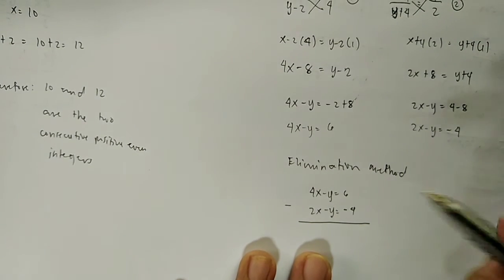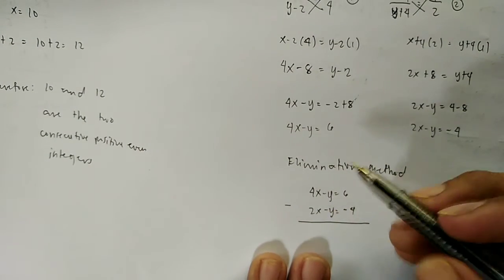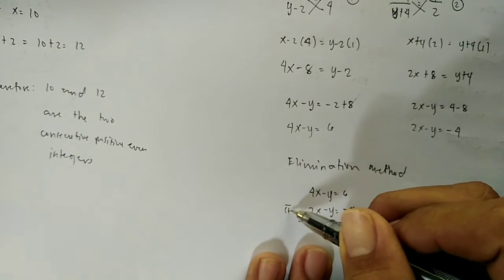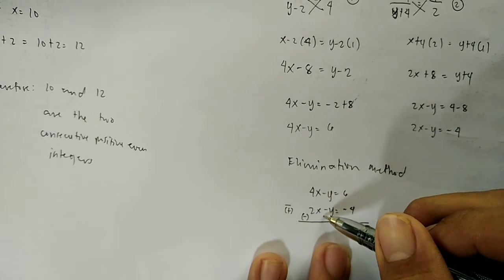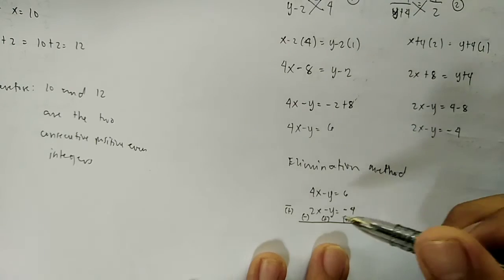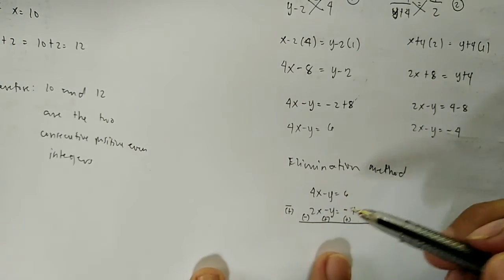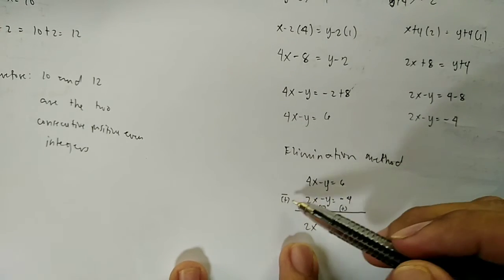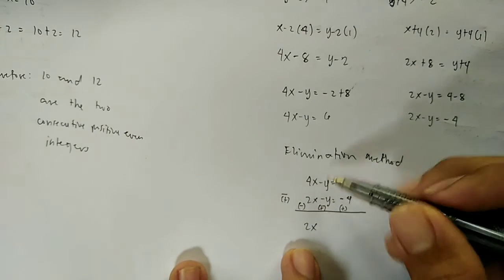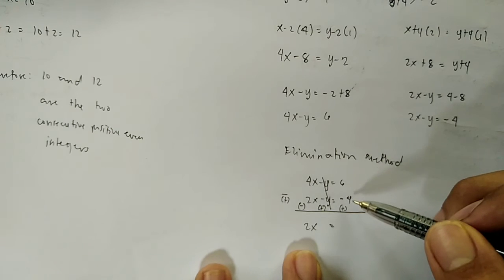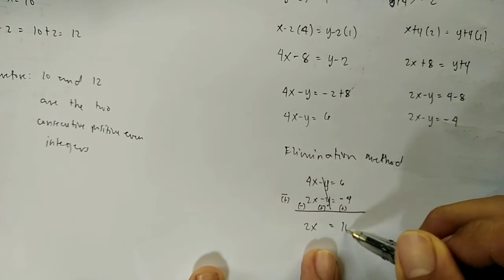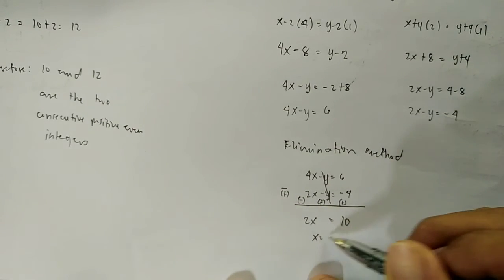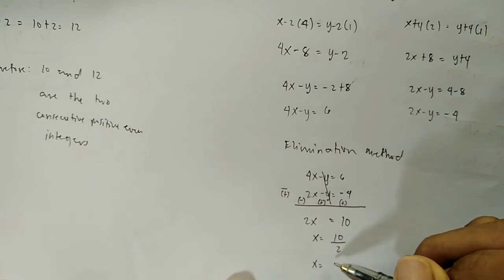So notice in subtracting an expression, the sign of the subtrahend will be changed. So positive will become negative, and you are going to proceed to addition. So negative becomes positive and negative becomes positive. So you are just going to add after changing the sign of the subtrahend. So 4x plus negative 2x, that is 2x. Then negative y plus positive y, that is cancelled out, is equal to 6 plus 4, that is 10. So simplifying further to find the value of x, you will get x is equal to 10 divided by 2, x is equal to 5.